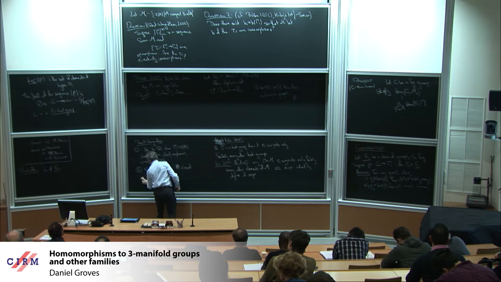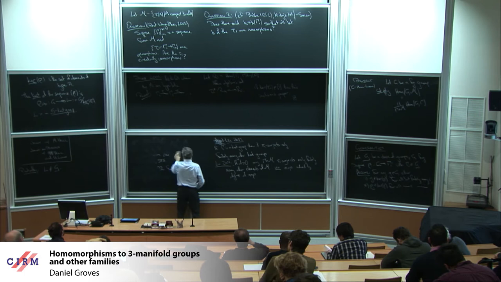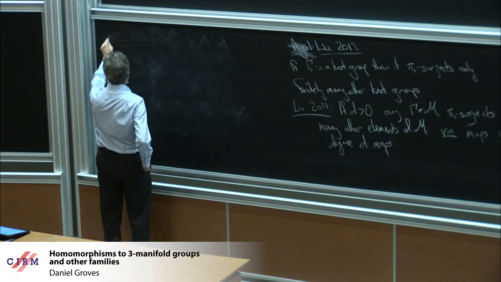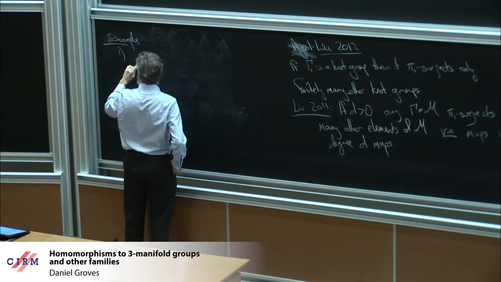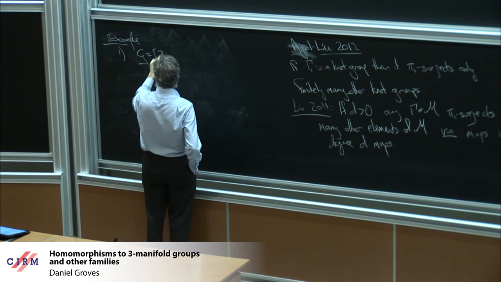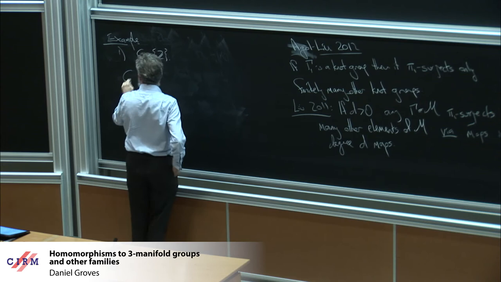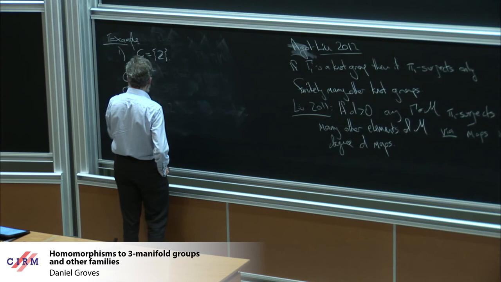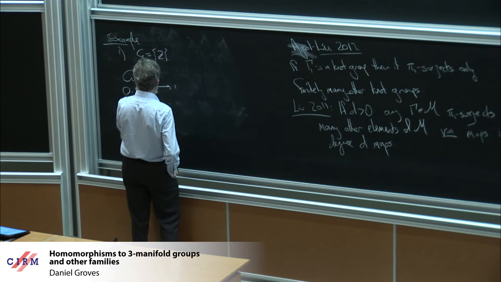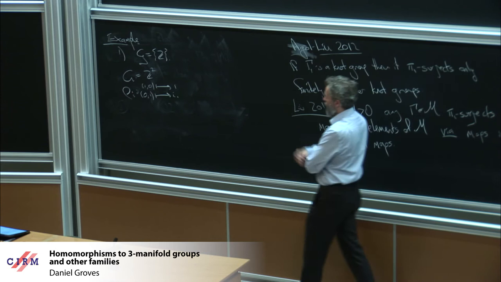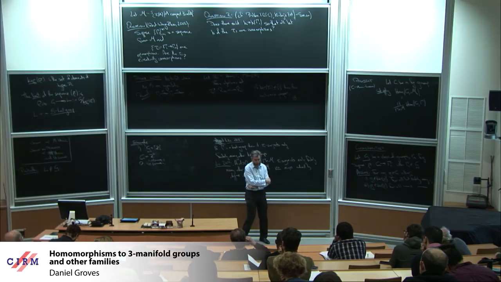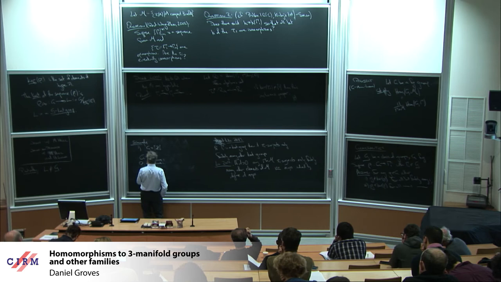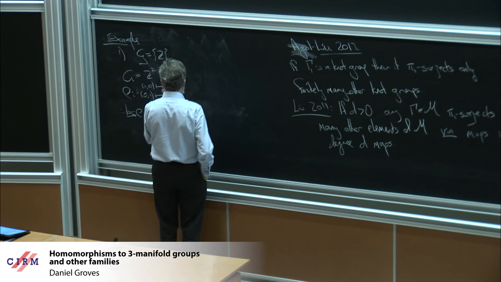Okay, so I'm going to give you two examples. So script G is the class containing the integers, and G is Z squared, and rho_i sends (1,0) to 1, and (0,1) to i. It's not very hard to convince yourself that any given element eventually doesn't die under this sequence. And so the stable kernel is trivial, and L is G, which is not in the class.